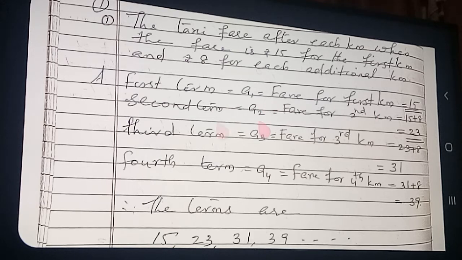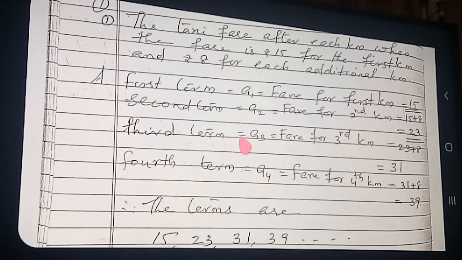What is the fare? I wrote here the first term, that is A1. Fare for the first kilometer, how much rupees? 15. And after each kilometer, how much rupees is increasing? 8 rupees increasing. So for the second kilometer, how much? 8 rupees are increasing, no? So what will come? 15 plus 8, 23. So what is the second term, A2? A2, how much did you get? 23. What is A1? 15.